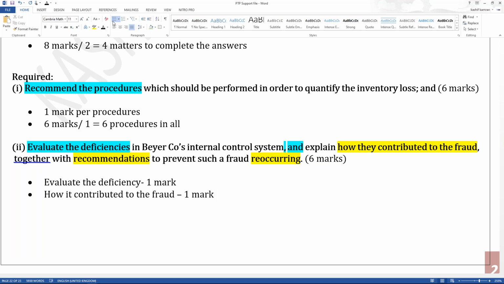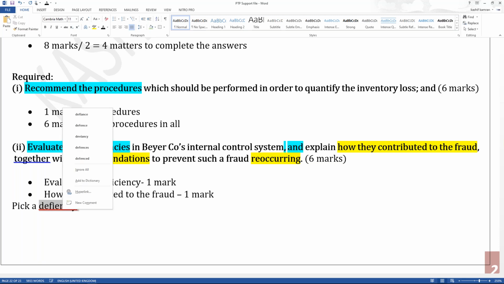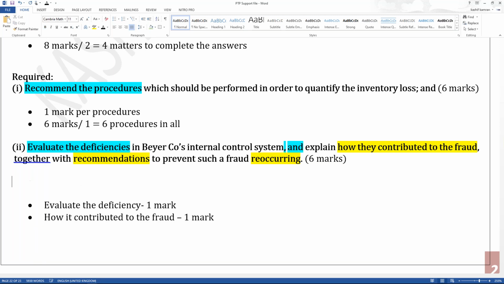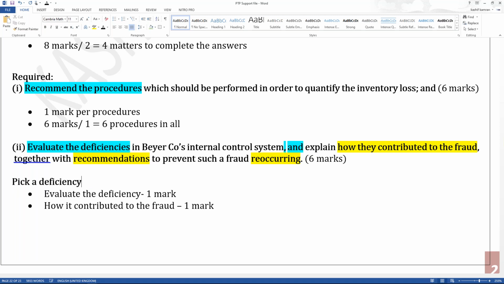So if you pick one deficiency from the case study, right? Suppose you pick a deficiency from the exam paper. Now for that deficiency, you tell why it is a deficiency, you evaluate the deficiency, and you say how it contributed to fraud.